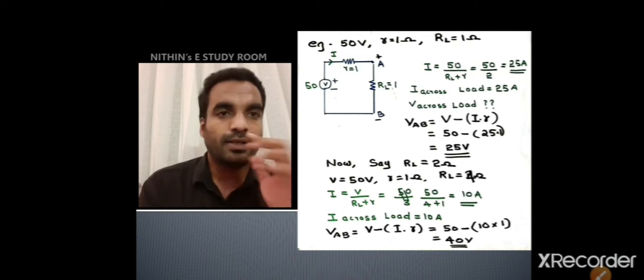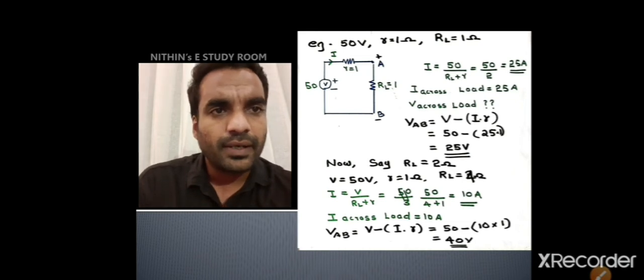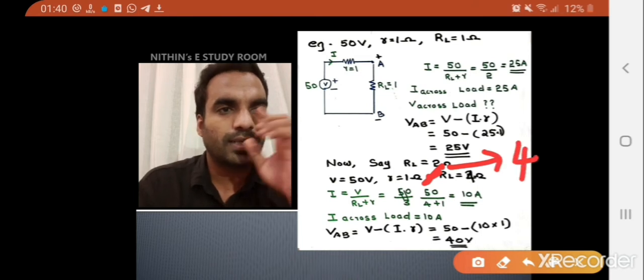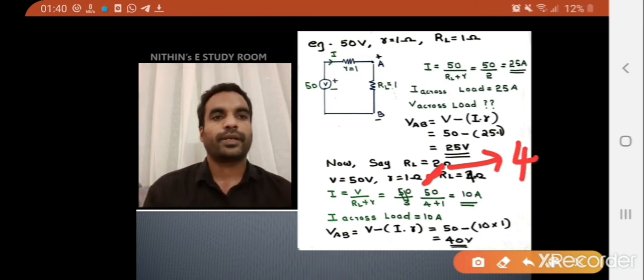Sorry, there is one mistake. You can correct it now itself. RL, now say RL is equal to 2 ohm. It is not 2 ohm, RL is equal to 4 ohm. Now say RL is equal to 4 ohm. I think you can clear it.